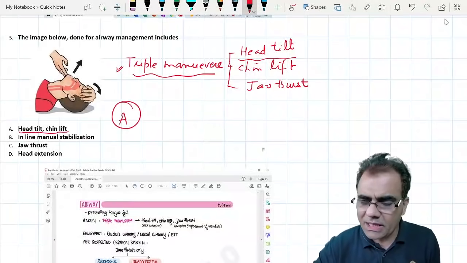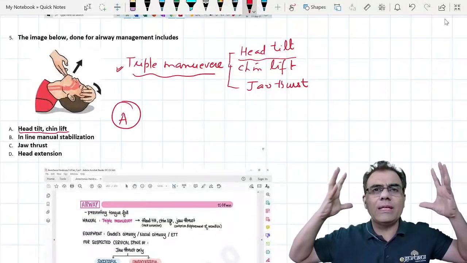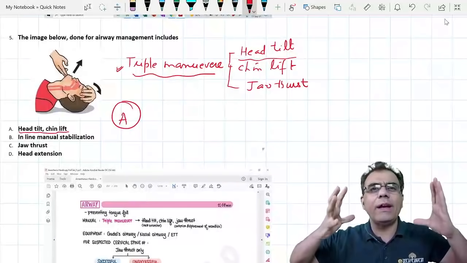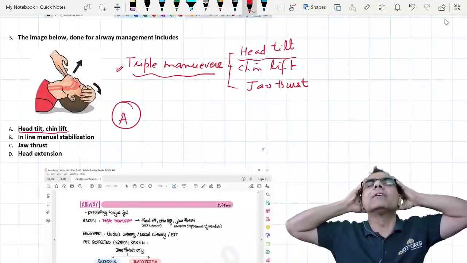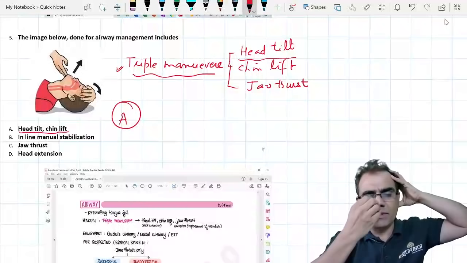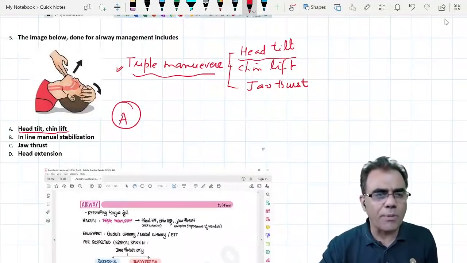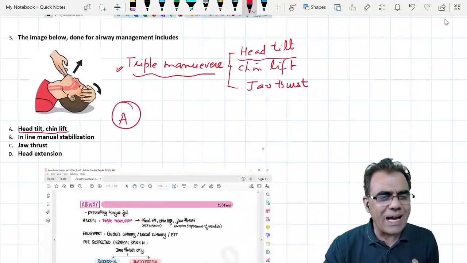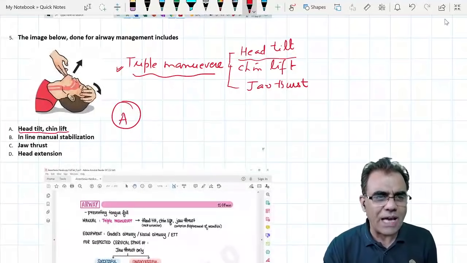Inline manual stabilization is done for cervical spine fractures where you are intubating the patients. Like one person will hold the head and neck like this to stabilize the neck, and then another person can intubate. Jaw thrust means anterior displacement. It is a part of the triple maneuver, but in this diagram, jaw thrust has not been given. And head extension, no, it is actually neck extension.